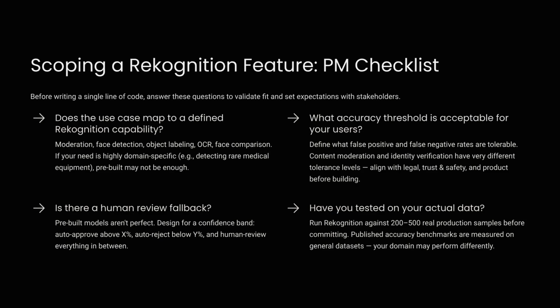Before building a Rekognition feature, consider this PM checklist. Does the use case fit a defined capability? What accuracy is acceptable? Do you have a human review fallback? And importantly, have you tested it on your actual production data?